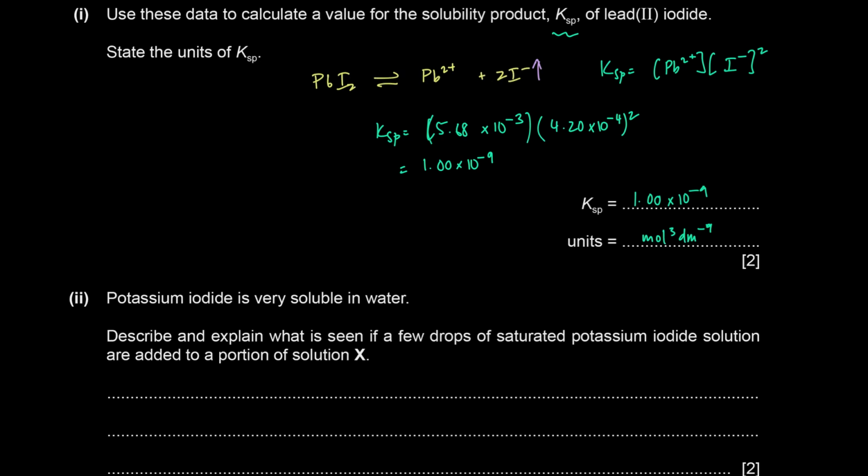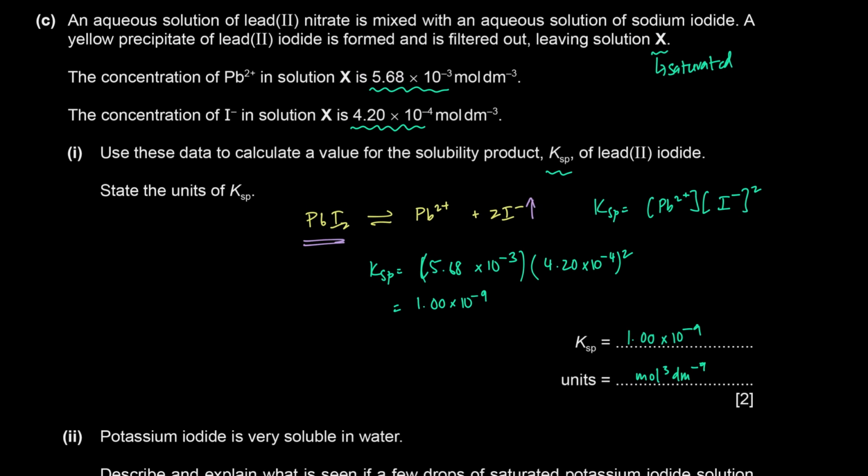So if the equilibrium shifts to the left, what will form over here? Right? The yellow precipitate will form. So the observation over here will be that you're going to see yellow precipitate forming. And this effect is known as the common ion effect. They've given it in the question, right? That we have a yellow precipitate here. A yellow precipitate of lead-2 iodide is formed.